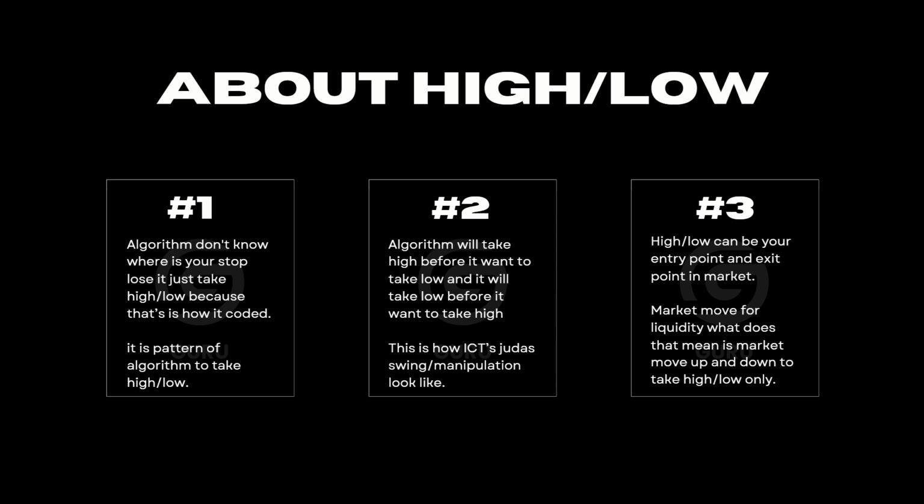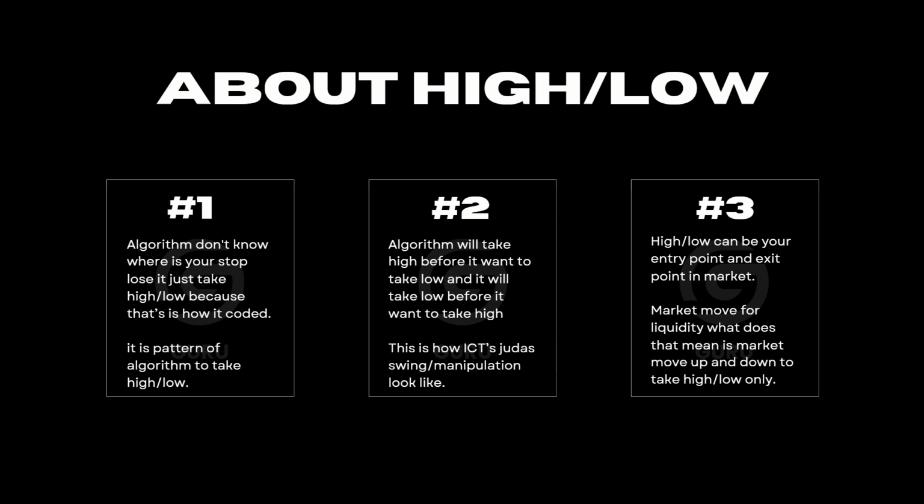Why? Because they pair their orders above the high. They take the price above the old high, and then sell or short above that old high so that they can pair their orders. Because they have so many orders, they can't do that at the current price. They need to manipulate the market.